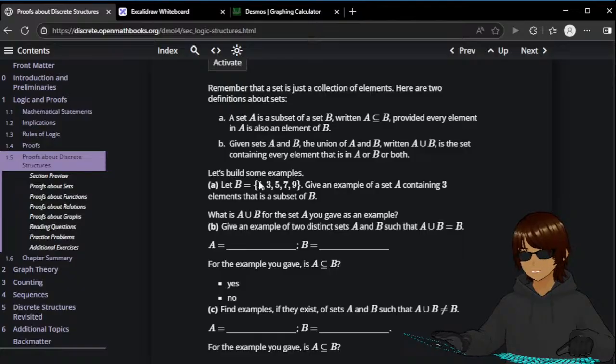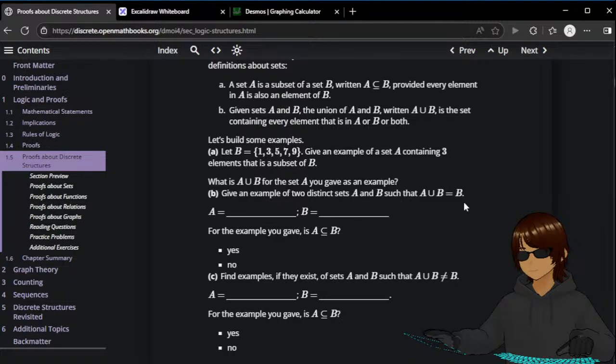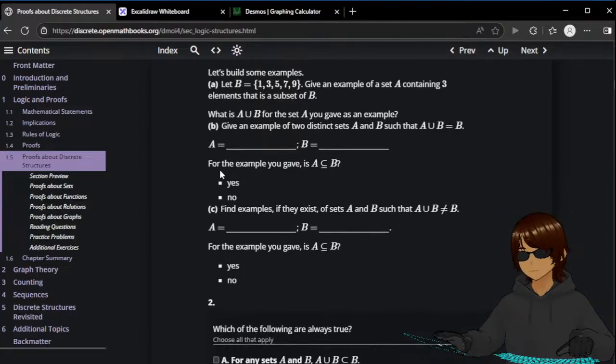Okay, let B be this. Give an example of a set A containing three elements that is a subset of B. Let's just say 1, 3, 5, just the first one. Union. Give an example of two distinct sets A, B, such that A union B is equal to B. So A would have to be an empty set, right? Or the example you give is A subset of B. The answer is yes. A null set is a subset of every set, right?